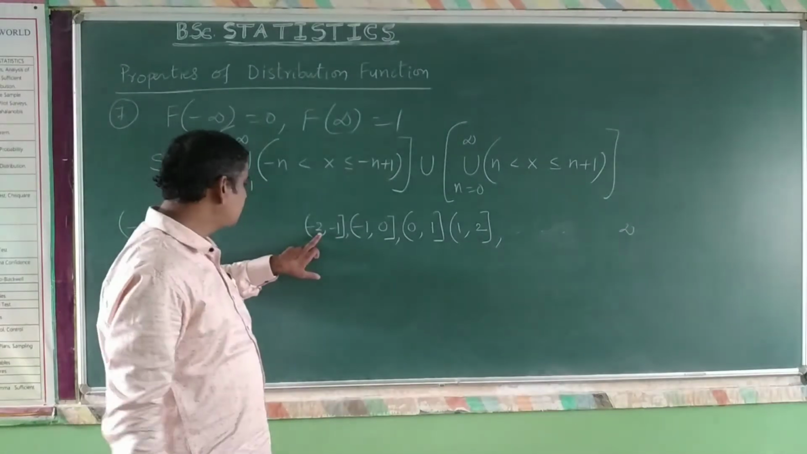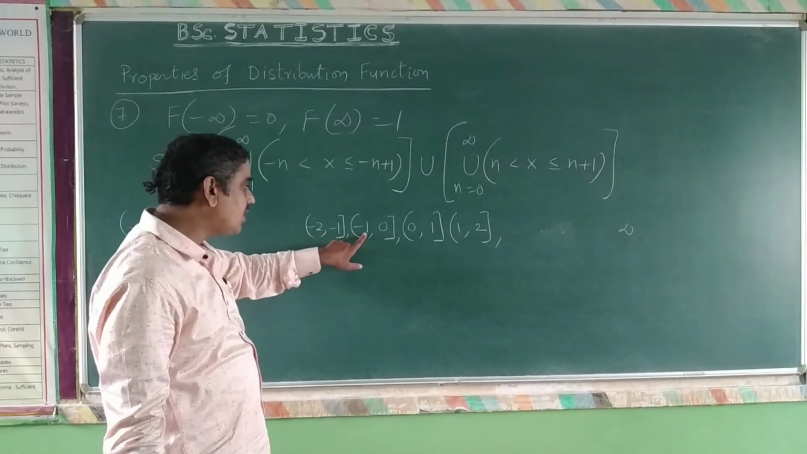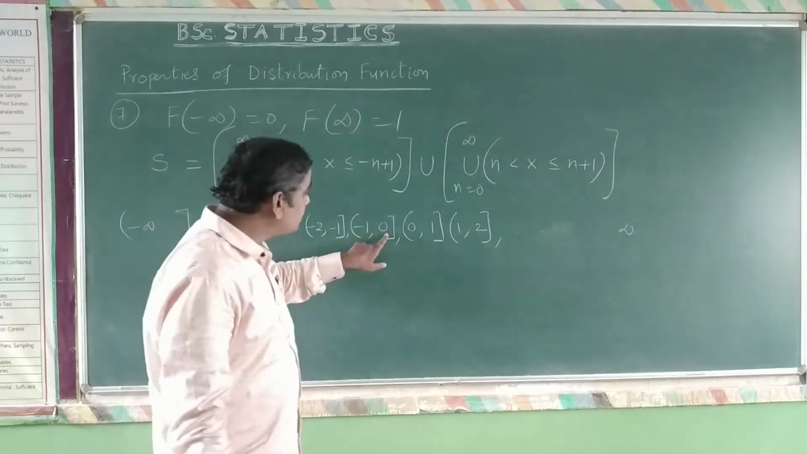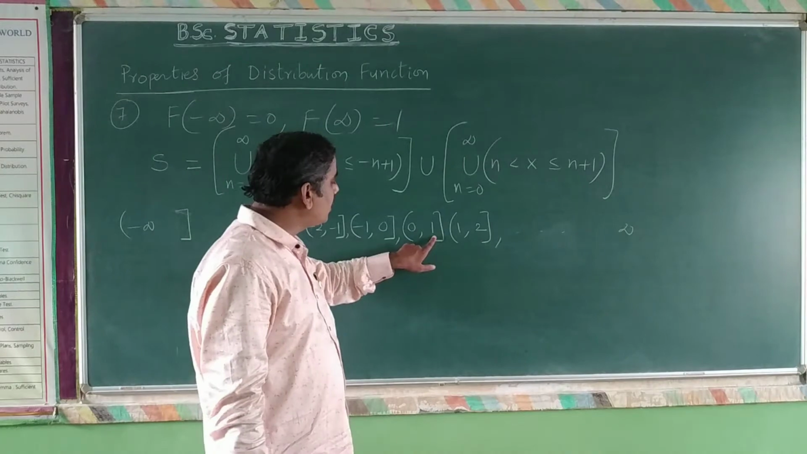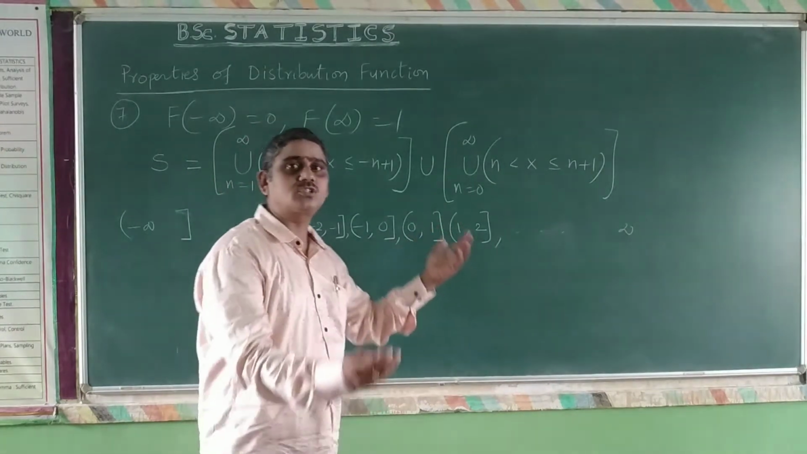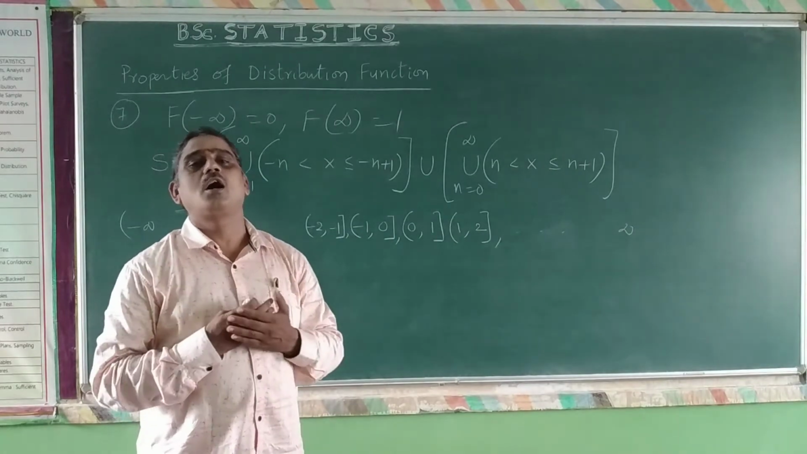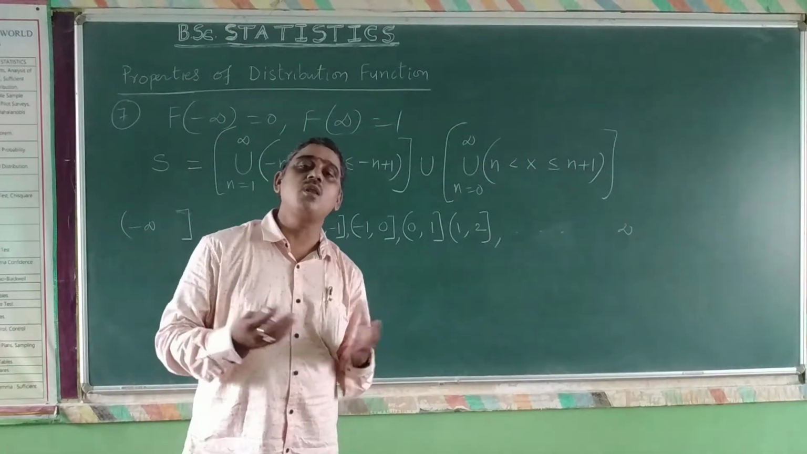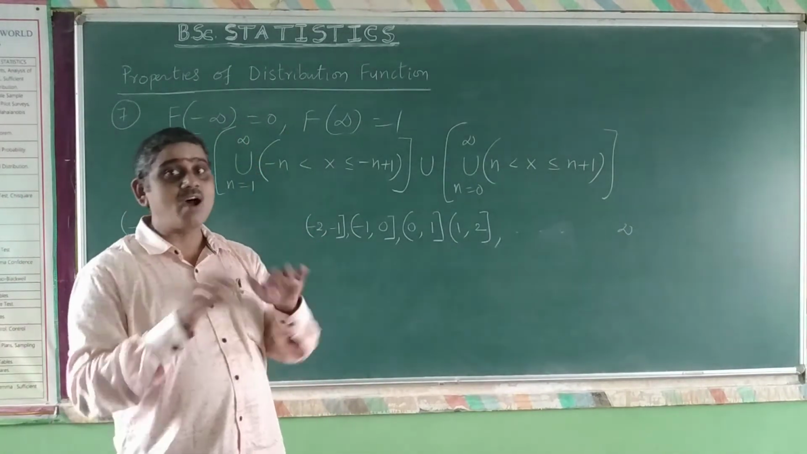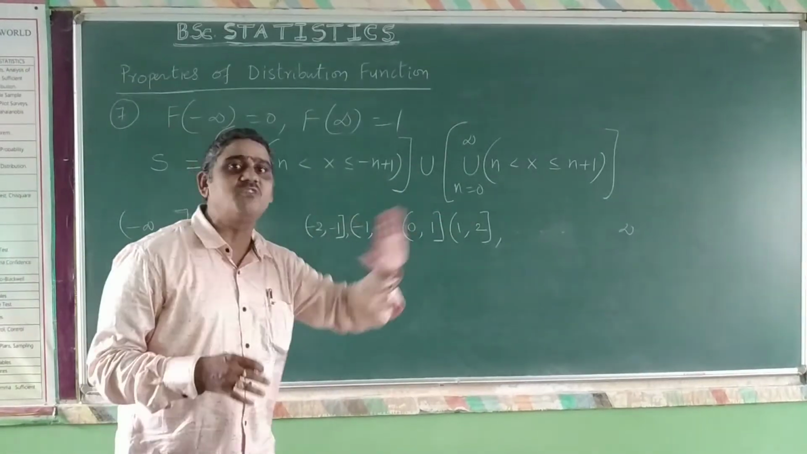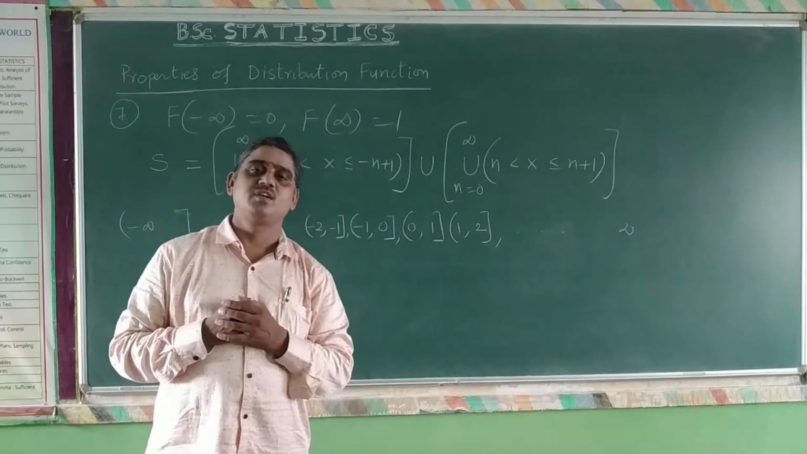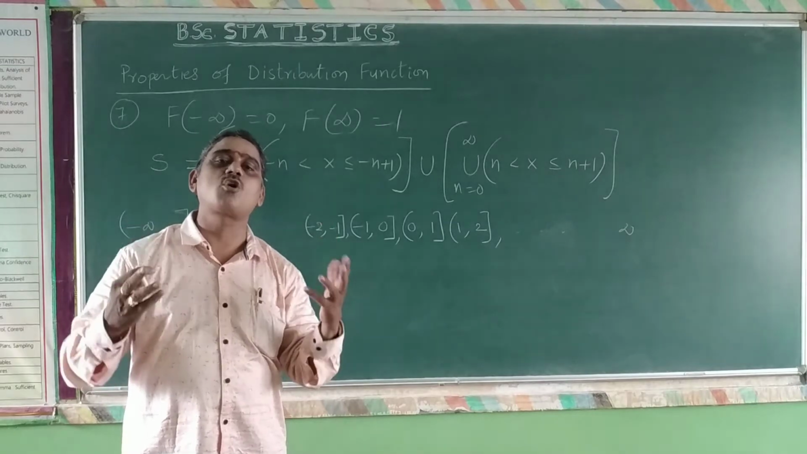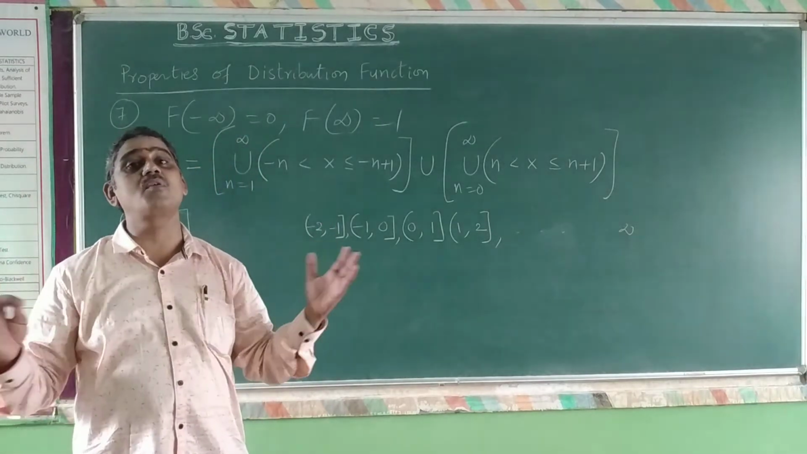You see here, minus 2 is not included, minus 1 is included. Minus 1 is included here, minus 1 is not included here. 0 is included here, 0 is not included here. 1 is included here, 1 is not included here. Like that, every particular set or event you consider, all the events are countable and all the events are disjoint. So now I have considered the union of all the events from minus infinity to infinity as the sample space S. The sample space S I have divided into a union of countable number of disjoint events.